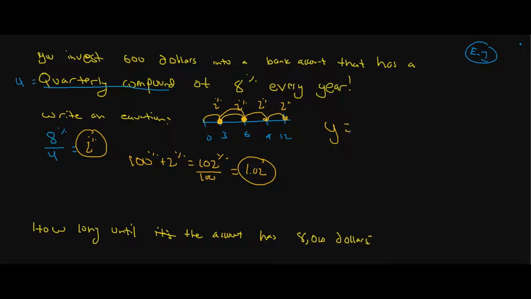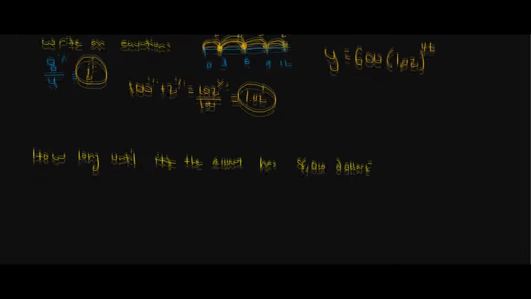Now let's start off. y is equal to, well, 600, and we got 1.02 as my new constant multiplier. And usually we have the t on the exponent, right? But we have to be careful because t represents time, in this case years. But how many times are you compounding every year? Well, 4, so you have to put 4t. And that's my equation. Now we ask ourselves, how long until the account has $8,000?